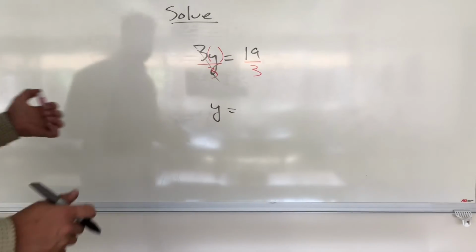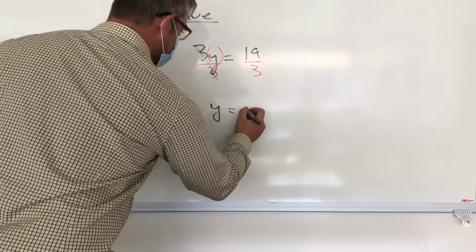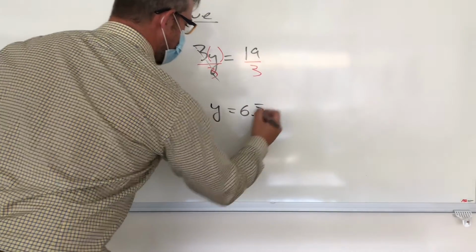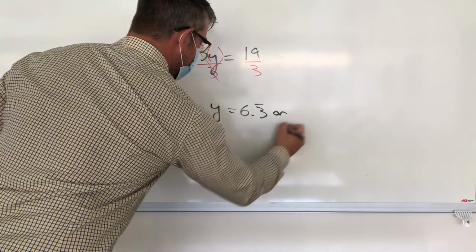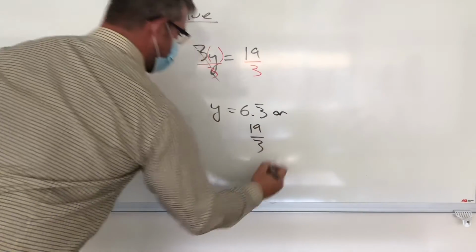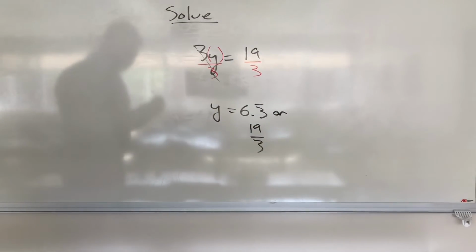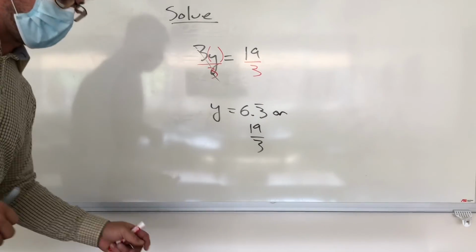You can leave your answer as a fraction, or you can evaluate it, to something like 6.3 repeating, or you can simply leave it as 19 over 3. And those are all reasonable answers. So that's solving simple one-step equations.